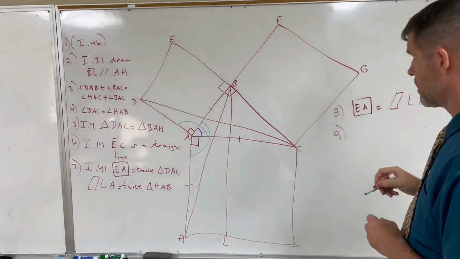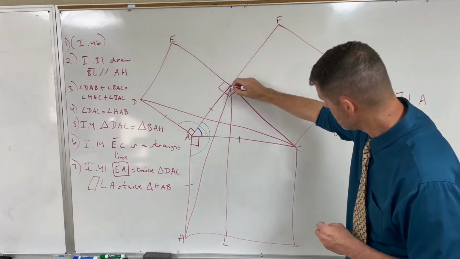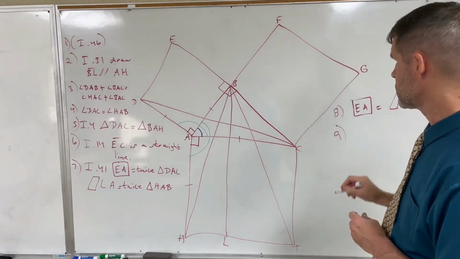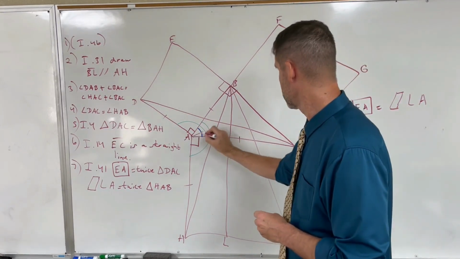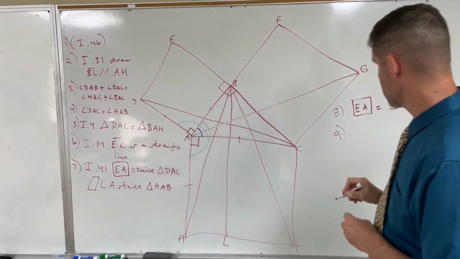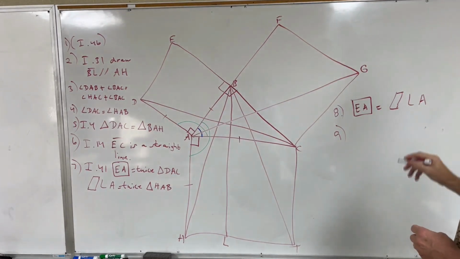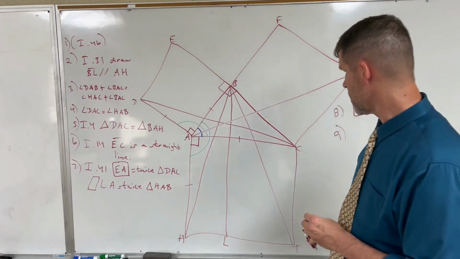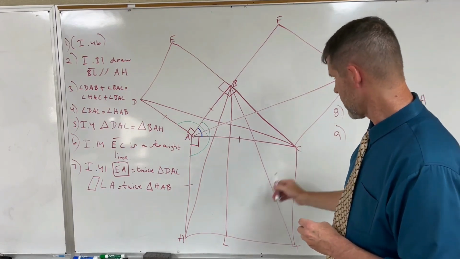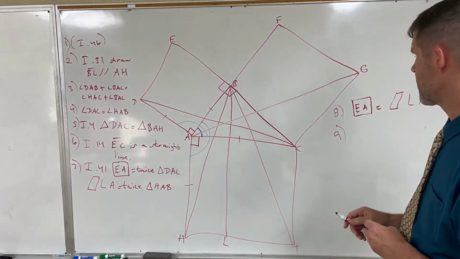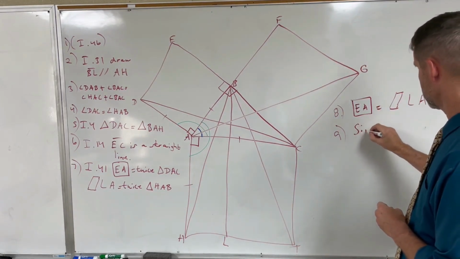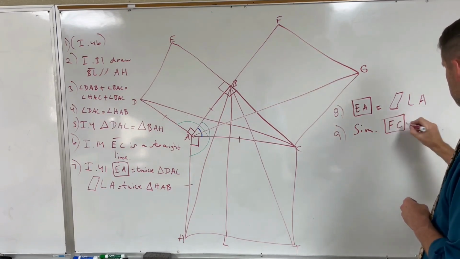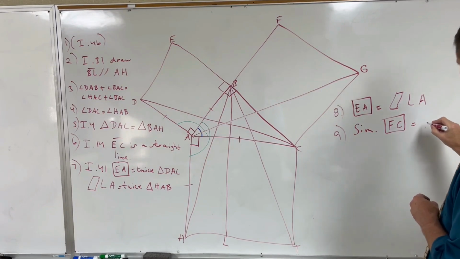Similarly, if I connect B to T and G to A, we can show that the square FC is going to be equal to the parallelogram LC. So we say similarly, we can show that square FC is equal to the parallelogram LC.